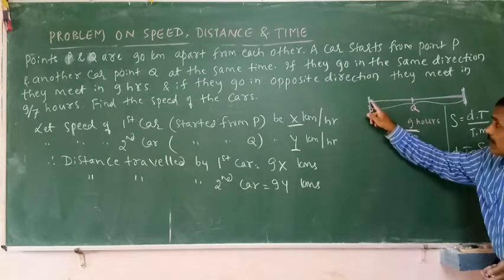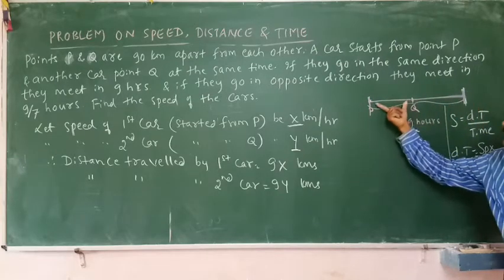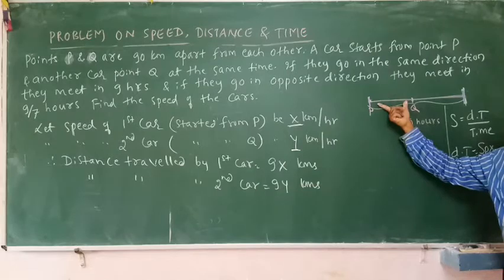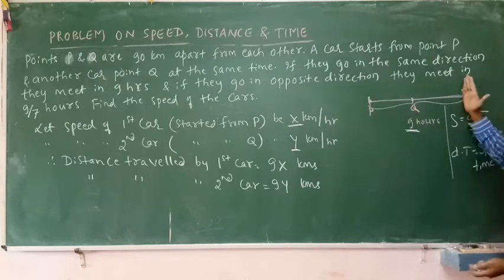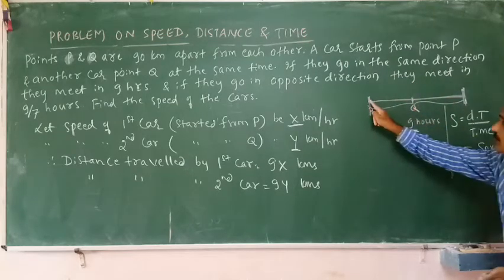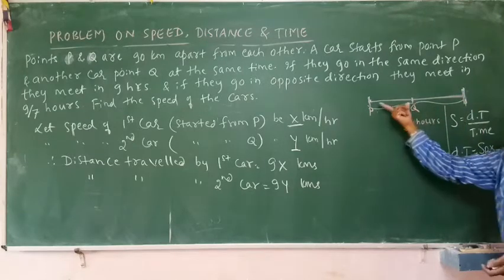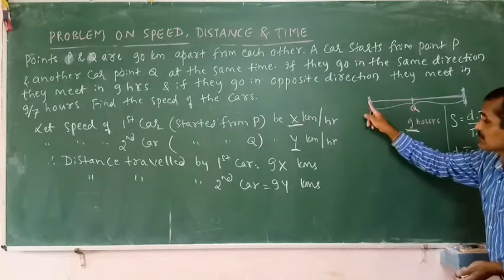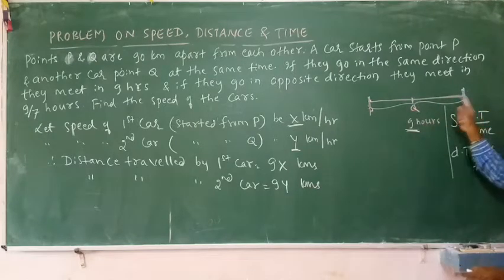Can I say this distance minus this distance is equal to 90 kilometers? Very simple. Because the first car has started from here and reached here, and the second car started from here and reached here. So this distance is more compared to this distance. How much more? 90. That means this distance I have taken as 9x, and this distance I have taken as 9y.